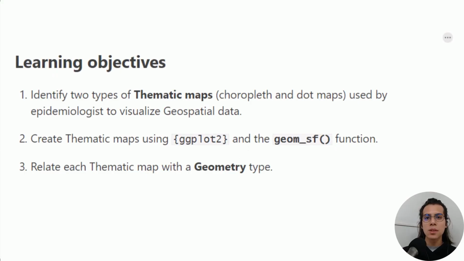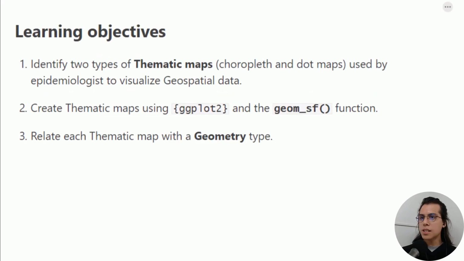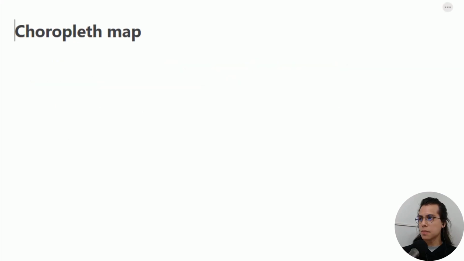Okay, so here are our learning objectives. You can stop the video to read through them, but basically we're going to use the ggplot2 package and the geom_sf function to create these two types of thematic maps. Okay, so let's start with choropleth maps.